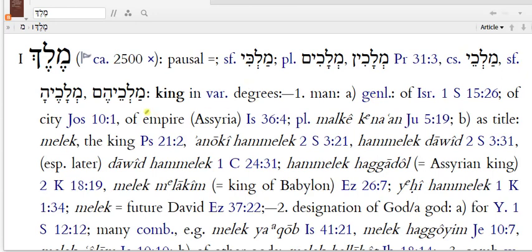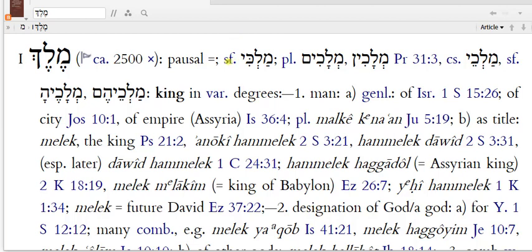Here I have the lexicon open to the word melek. Melek, as you know, is the word for king in Hebrew, and you can see that here. The lexicon is now going to give us a sampling of forms of melek when I add pronominal suffixes to the singular, when I make it plural, when I have the construct plural, and when I have pronominal suffixes attached to the plural forms of the noun melek. So just take a look here.